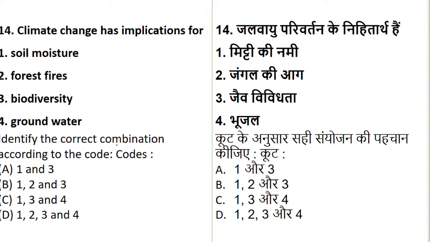So climate change has implications on soil moisture, forest fires, biodiversity, or groundwater. The codes are given below. You have to list from the given codes. So when I say climate change, basically the implications are in the way of what? Whether it is soil moisture, forest fires, biodiversity, or groundwater, what exactly does it result in?